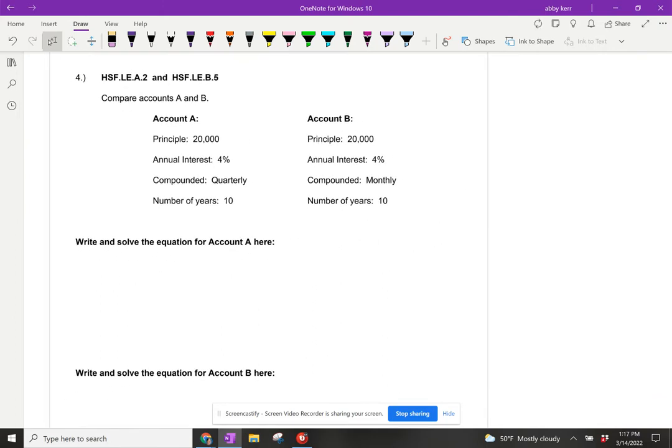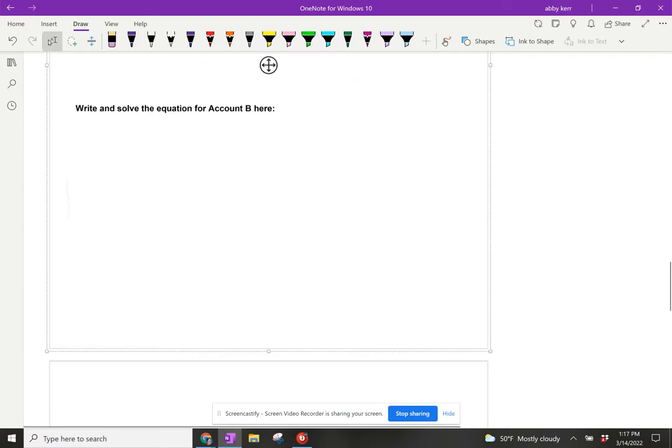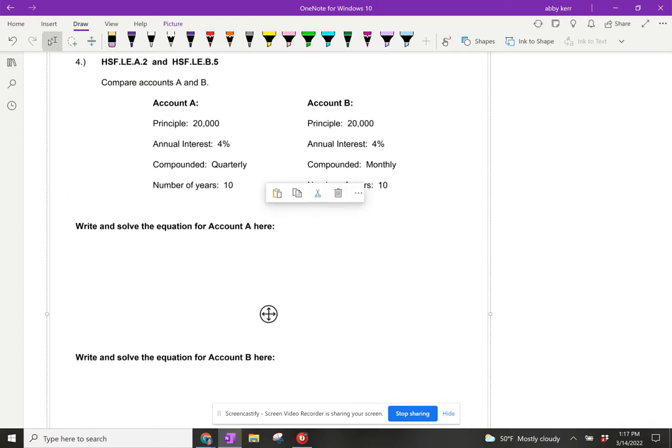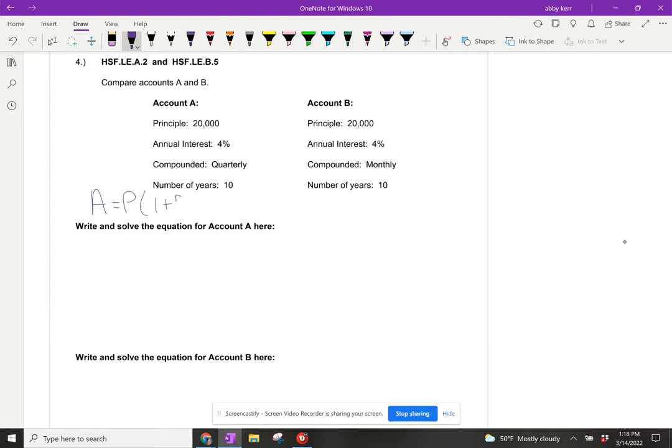All right, for number 4, we're just going to compare. So we are going to use this equation because we're talking about compounded quarterly and compounded monthly. So the only difference here is going to be your quarterly and your monthly. So we have the $20,000, 1 plus, and then 0.04 because you're dividing by 100. 4 because it's quarterly, 4 times 10.